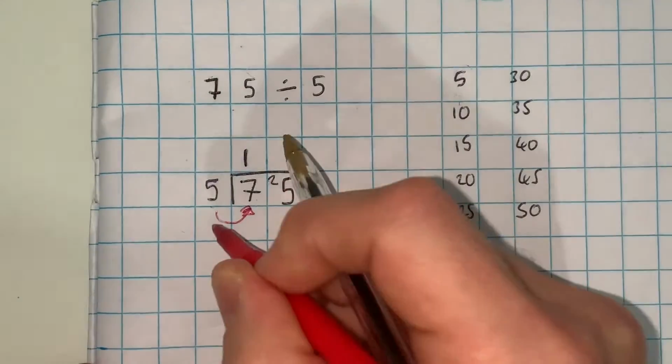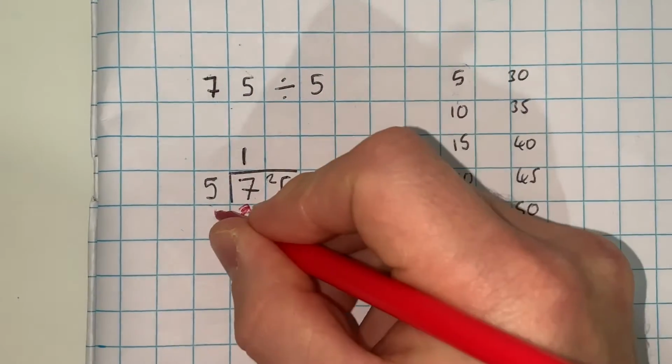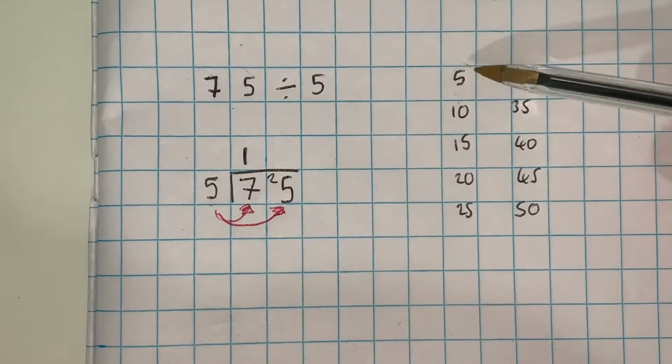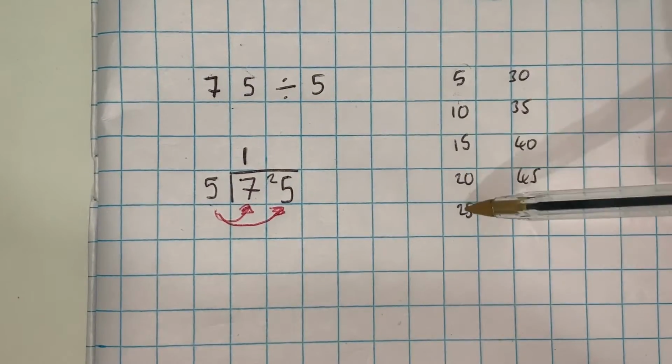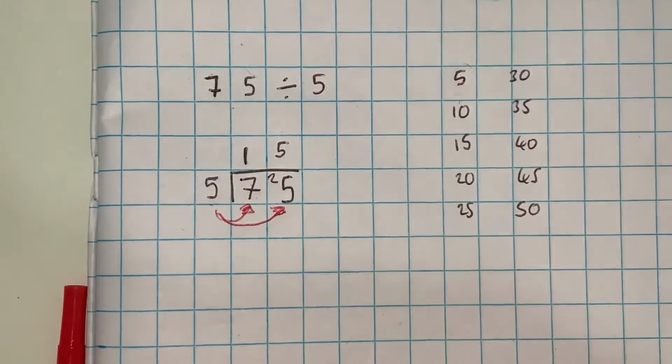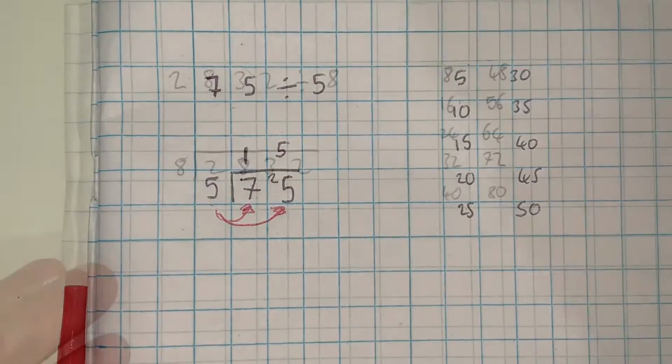Okay, so I'm now going to see how many 5s fit into 25, and then again, my table's already here for me: 5, 10, 15, 20, 25. So that's 5 of them. So my answer is 15.